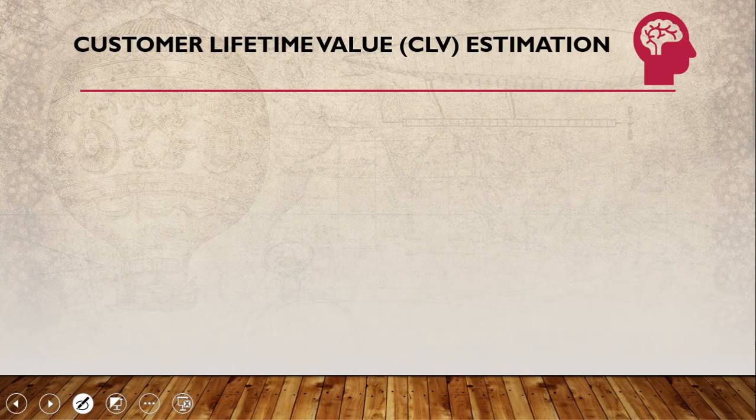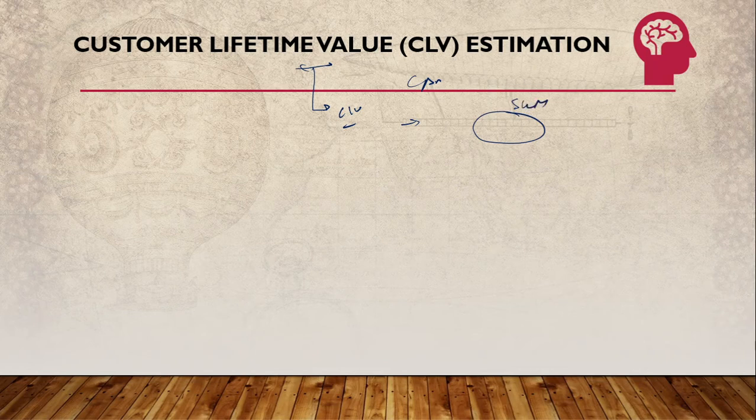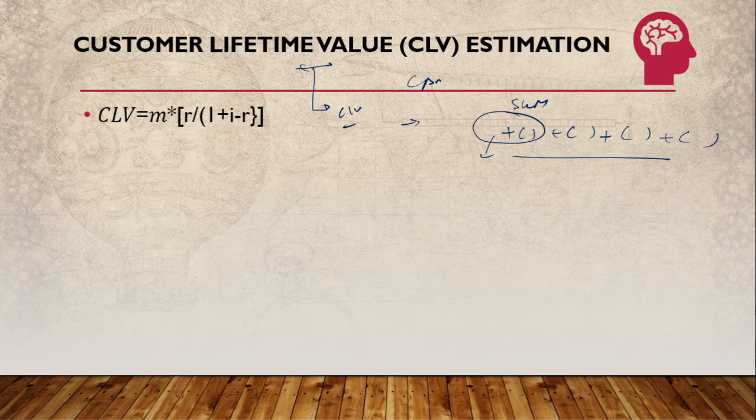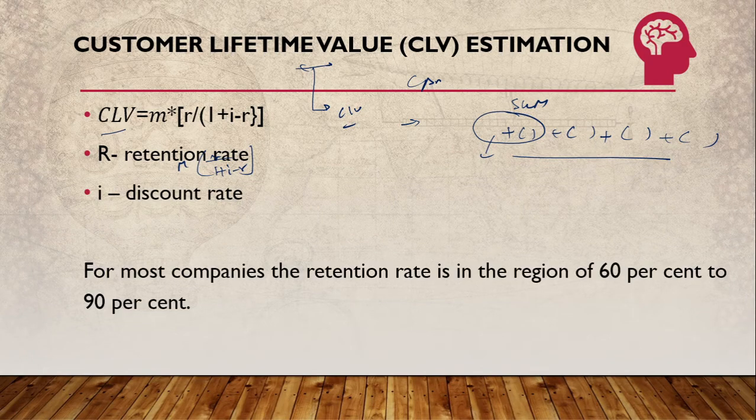The fourth method which will help you to identify the customer's portfolio is the customer lifetime value estimation. In our previous chapters, we have discussed the customer lifetime value, which is the summation of the overall future profit that you are expecting from that customer or you generate from that customer. So this is essential. One equation which helps you for calculating the CLV is R by 1 plus I minus R, where R is the retention rate, I is the discount rate.